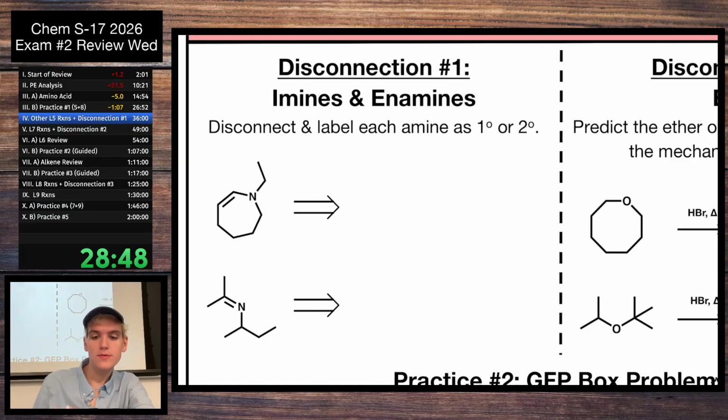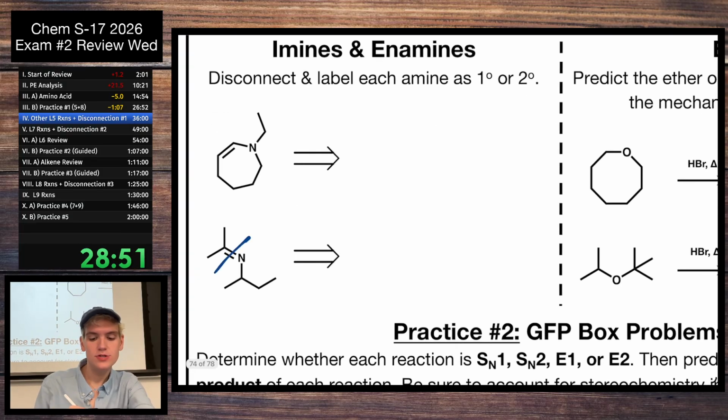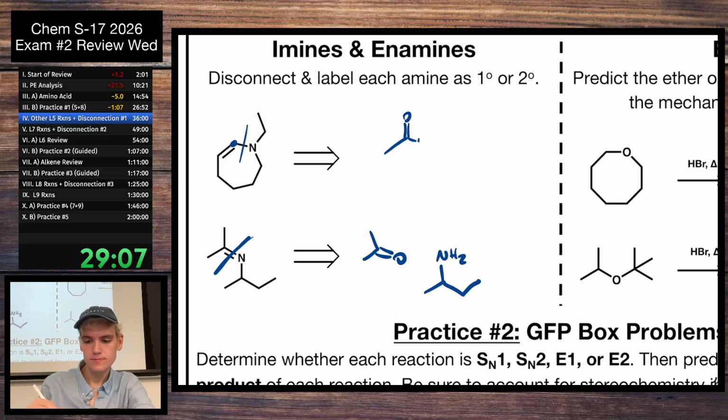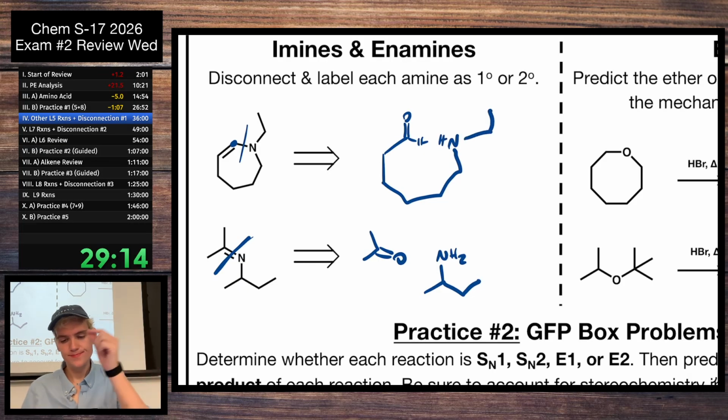So I'm going to start with the amine because it's easier. Chop the double bond. On the carbon side, make a carbonyl. On the nitrogen side, add hydrogens until it's neutral. Enamine: find the central carbon, cut the bond. On the carbon side, pave over and add a carbonyl. On the nitrogen side, add hydrogens until it's neutral.